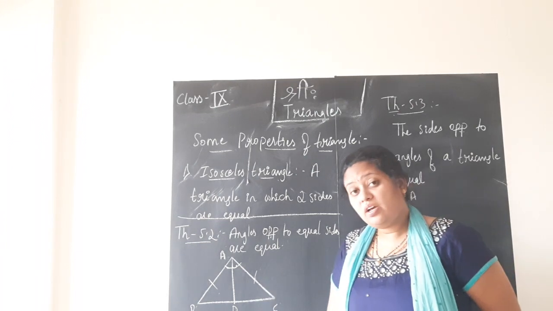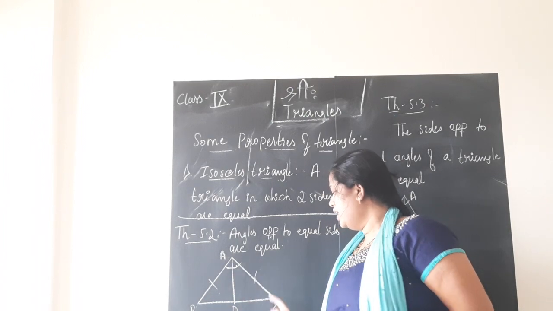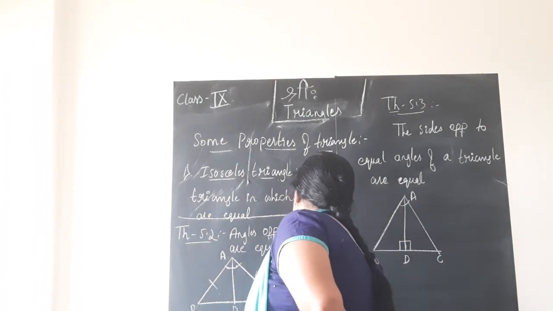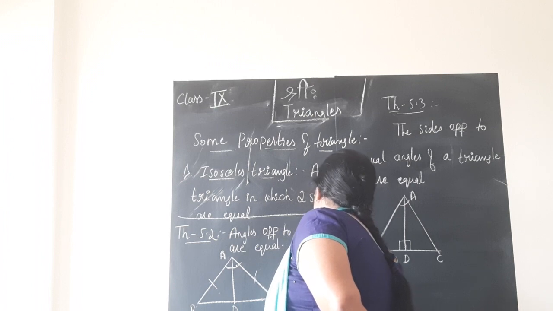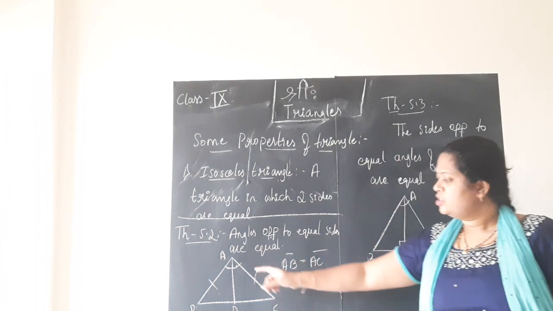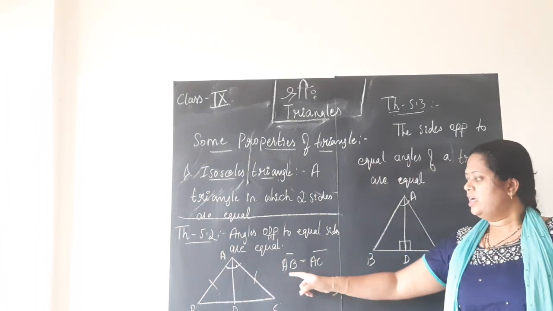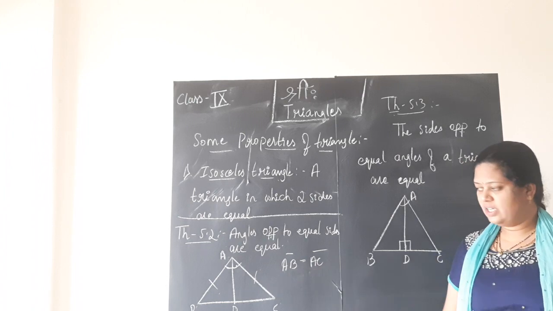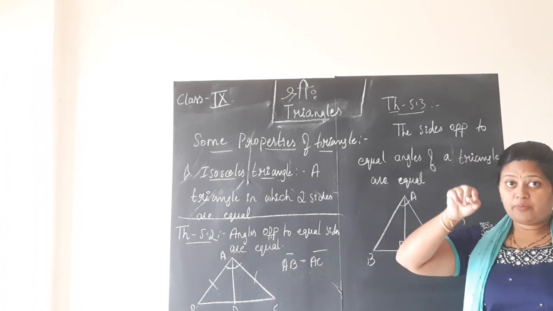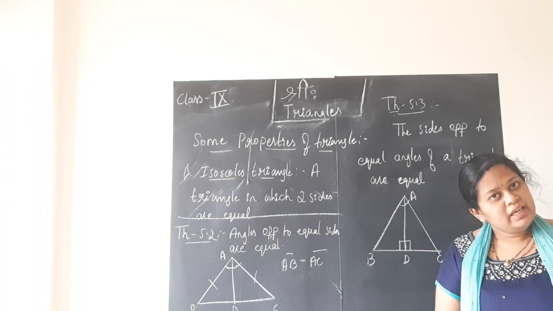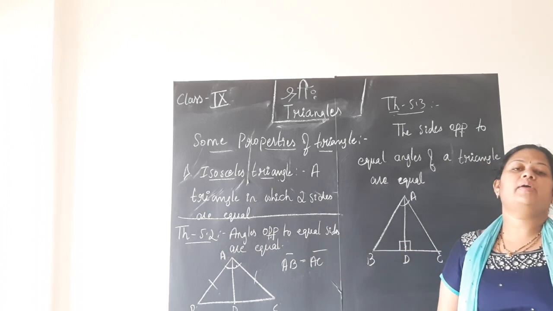So, which are the equal sides now? AB and AC are the equal sides. Side AB is equal to side AC. If two sides are equal, the angles opposite to them are also equal. That is what theorem 5.2 states.